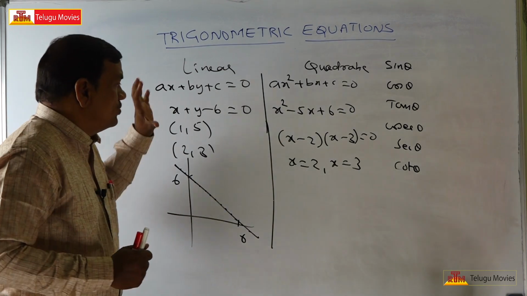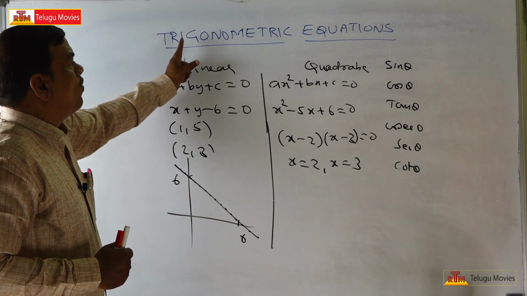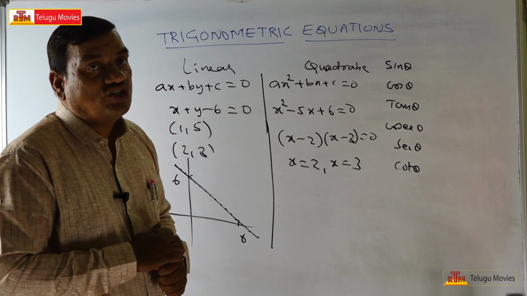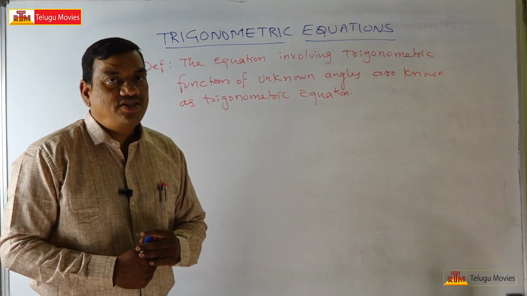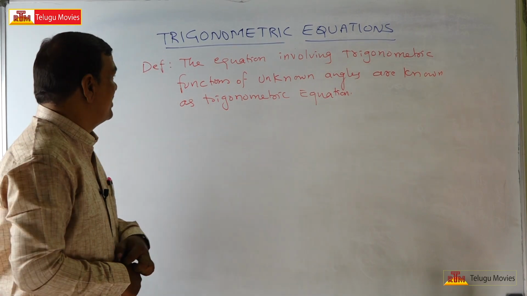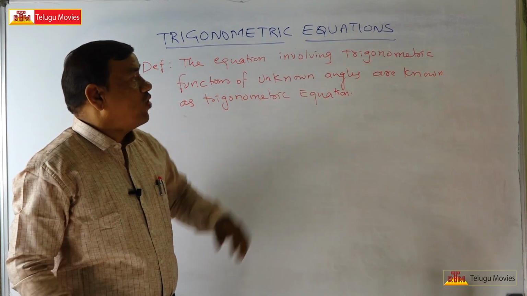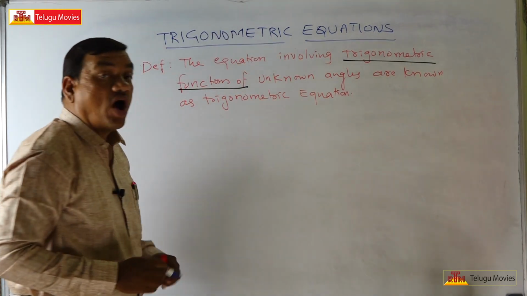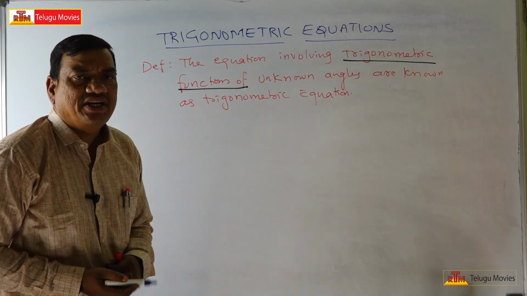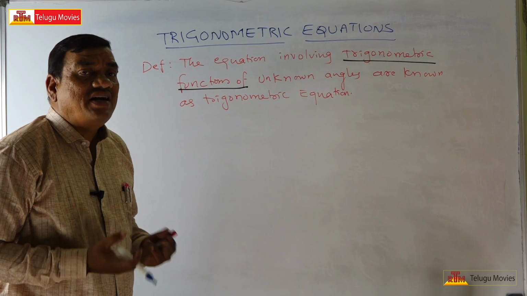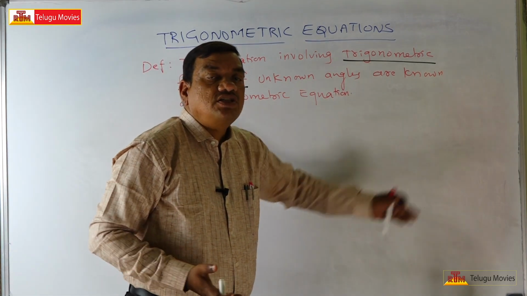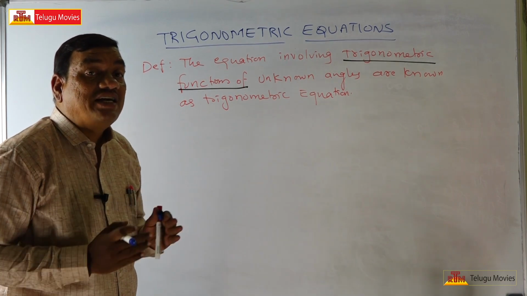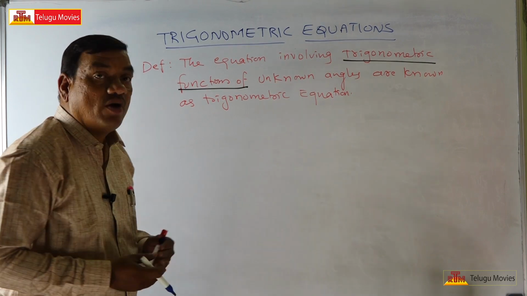After learning this, now we are going to learn what a trigonometric equation is. Let us write the definition. Dear students, the definition of a trigonometric equation is: an equation involving trigonometric functions of unknown angles is known as a trigonometric equation. Simply put, an equation containing trigonometric functions like sin theta, cos theta, tan theta, the six trigonometric ratios, is called a trigonometric equation.